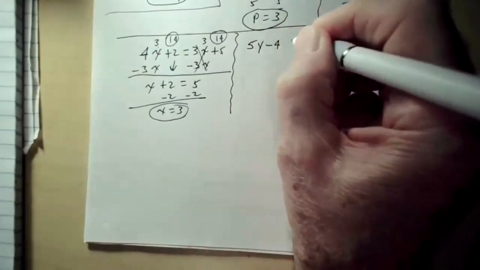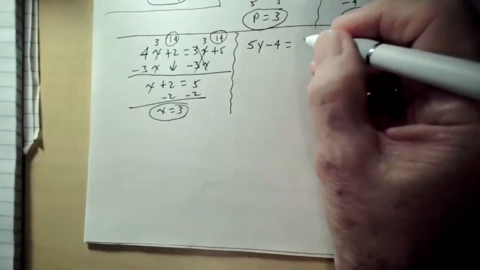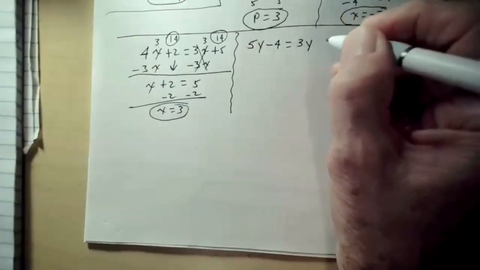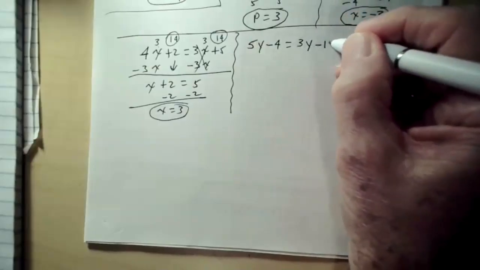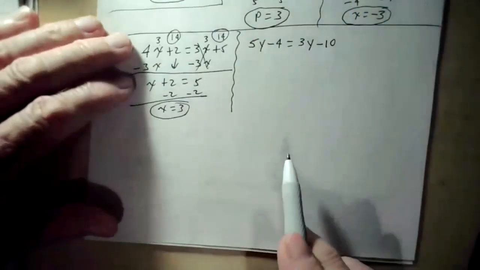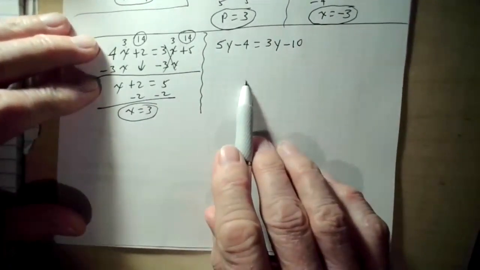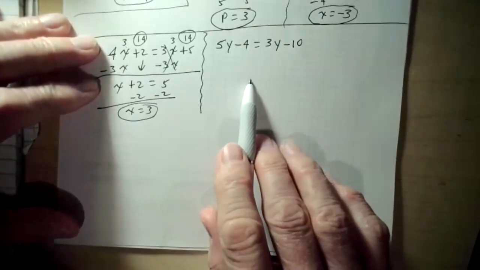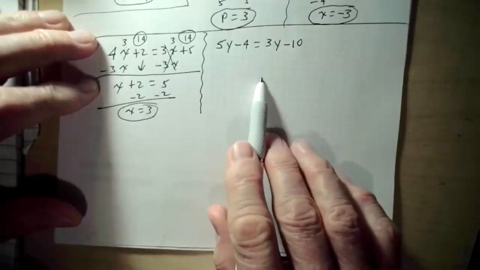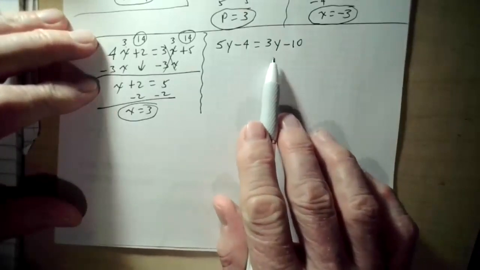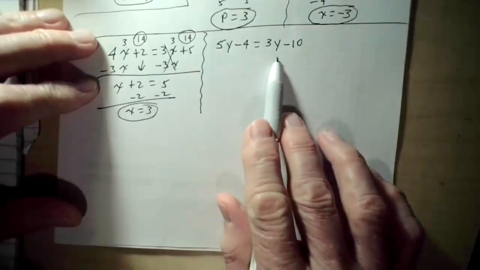5y minus 4 equals 3y minus 10. Now again, I know this seems like it's real difficult or so different. Oh, I can't do this. Yeah, it's actually very simple. The first thing we want to do is move the variables.